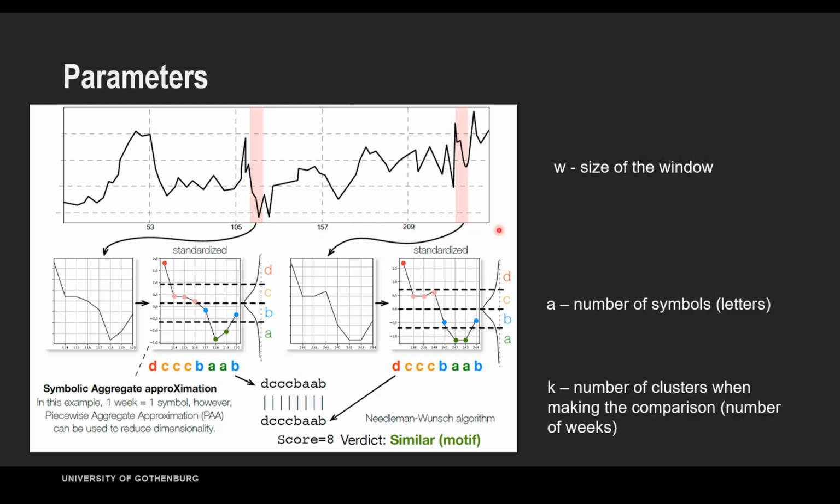Now, the parameters that we use are W, the size of the window, so how many weeks are used in the comparison; the number of symbols, the number of bins, so how many letters we assign to a particular defect inflow; and then the number of clusters that we compare, so how many letters we use in a particular cluster.